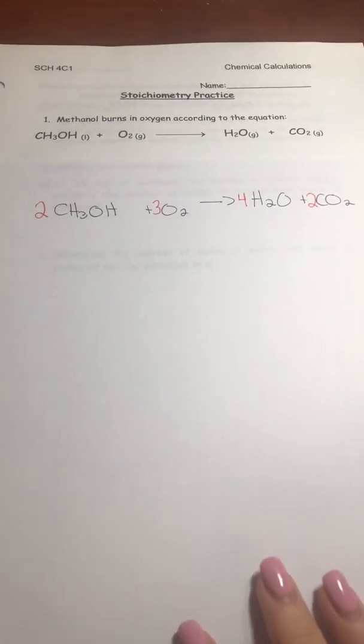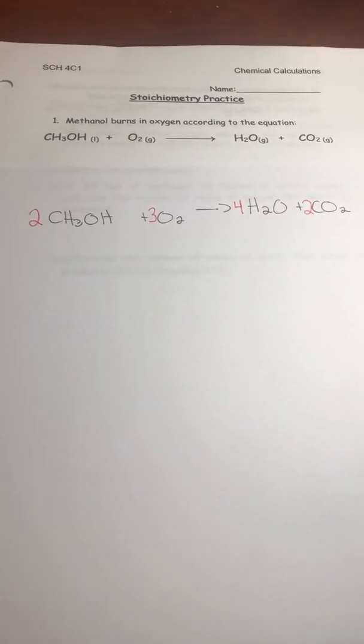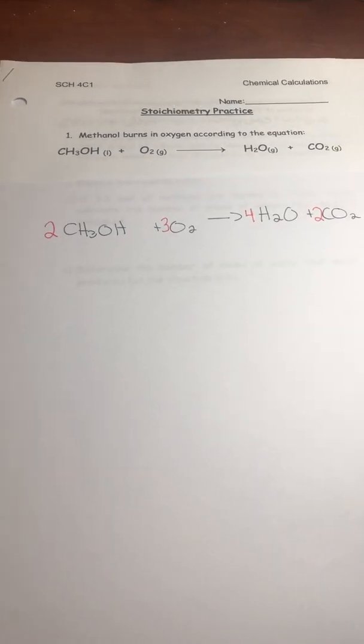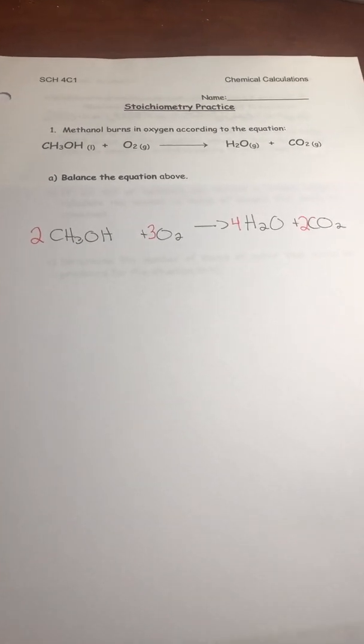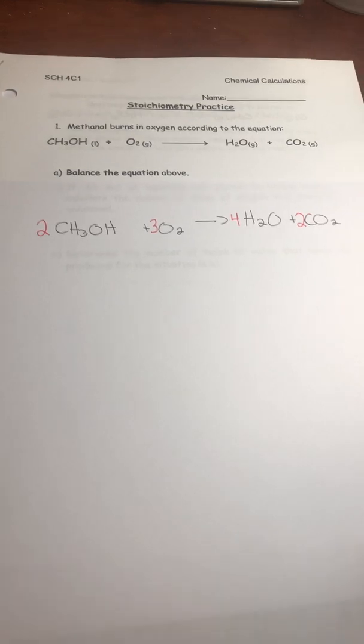Okay, let's start off with question number 1. So methanol burns in oxygen according to the equation. And it says the first thing we need to do is balance the equation. So that's what I've done already. So we got 2, 3, 4, and 2.